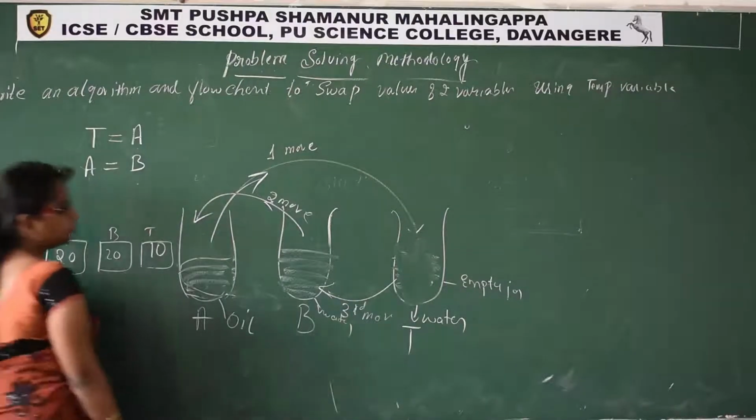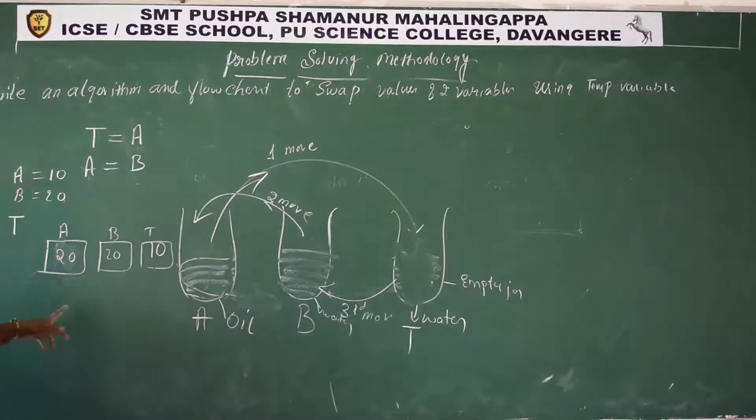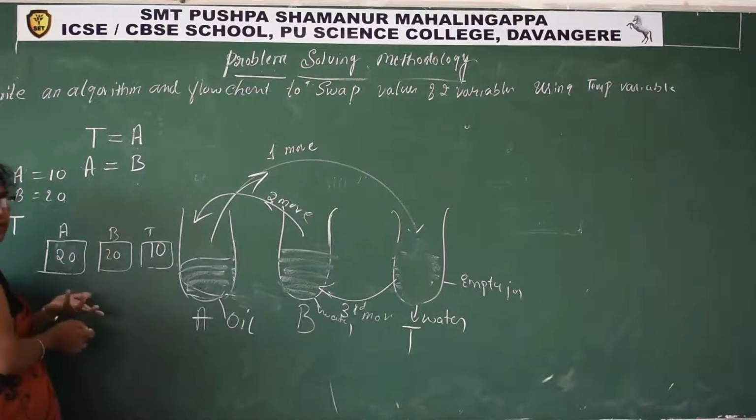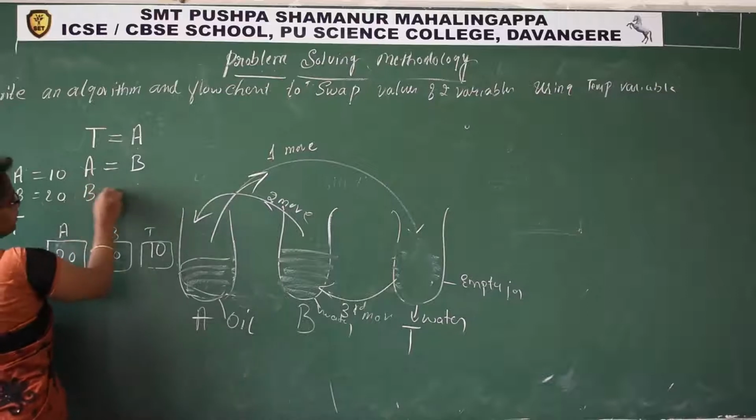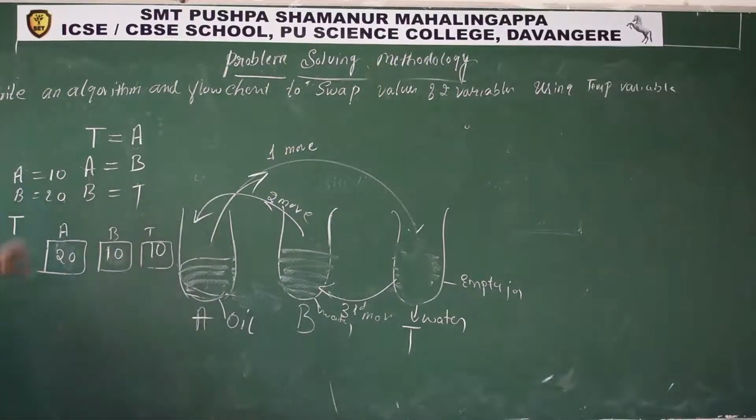Next, third move, temporary to B. T has to be copied into B. Whose container? Now the B container. B is equal to T. What is there in T? 10. Now this value is overwritten by T. T will still be there, but we won't display T. We neglect T. We consider only A and B.